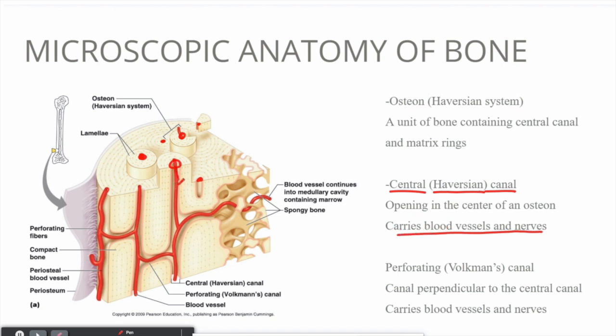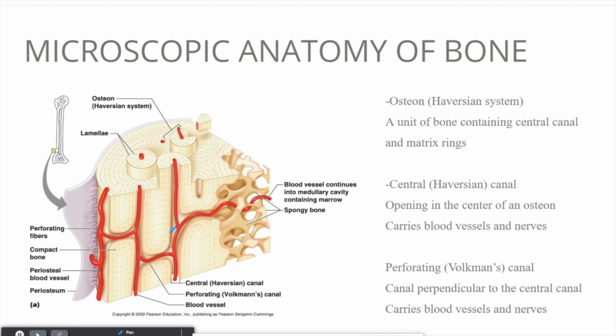So this Haversian canal, let me change color so that you can see it, is carrying an artery. Here's another Haversian canal. Here's another Haversian canal. Here's another one and another one. All of these different Haversian canals are going to have blood vessels and nerves that come through them.